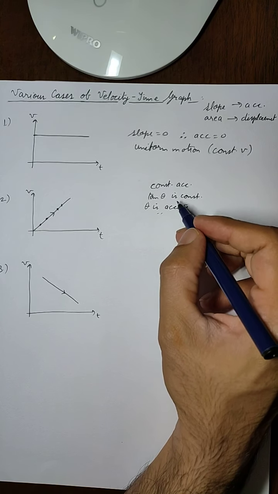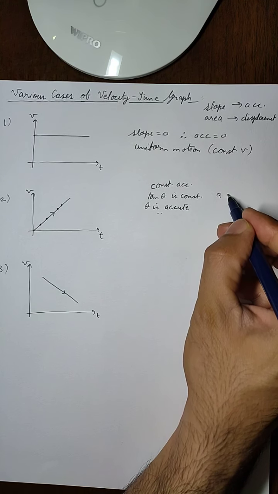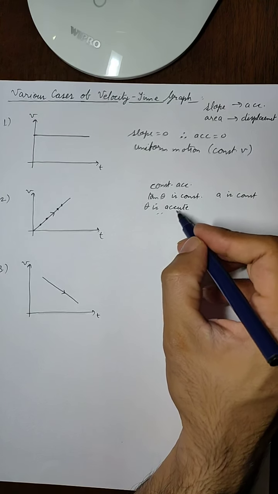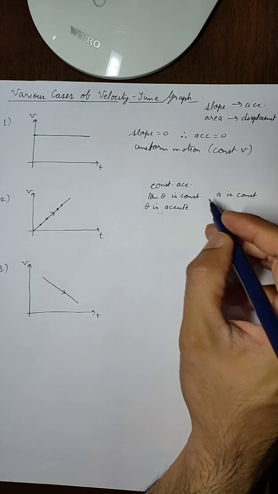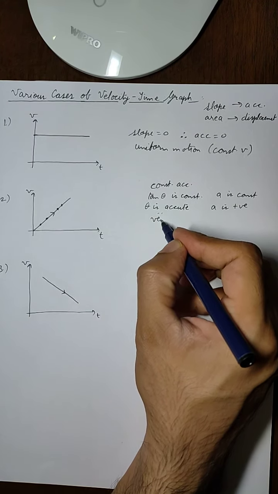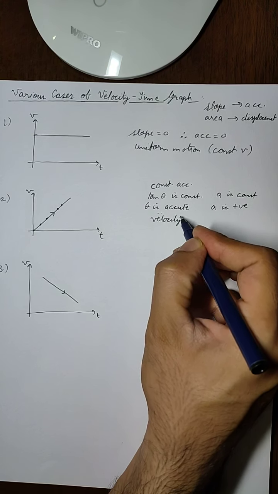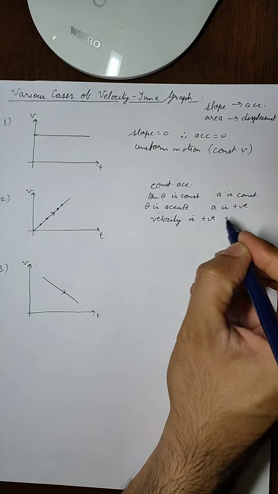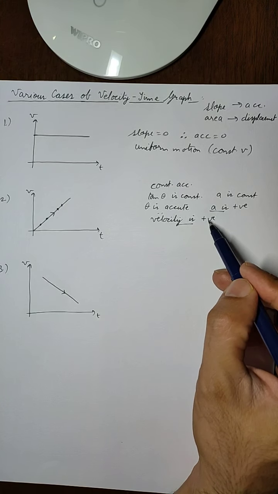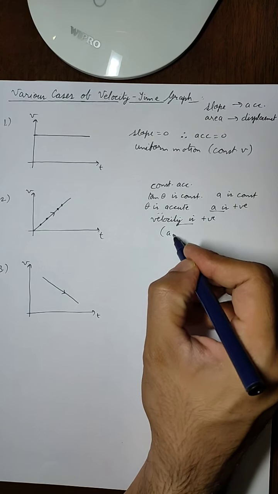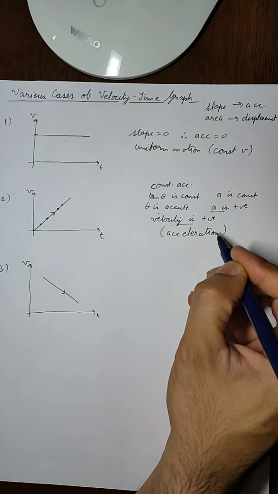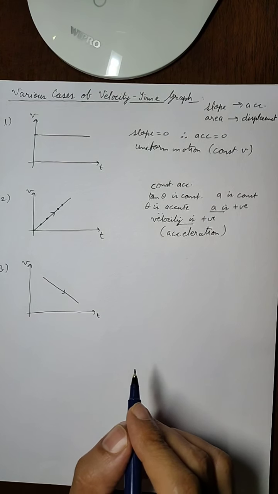So since tan theta is constant, acceleration is constant, and since theta is acute, tan theta is positive, so acceleration is positive. And since velocity is also positive, from these 2 points we can say that since acceleration is positive and velocity is positive, this is an accelerated motion. So you can write that this particular motion is a kind of acceleration.